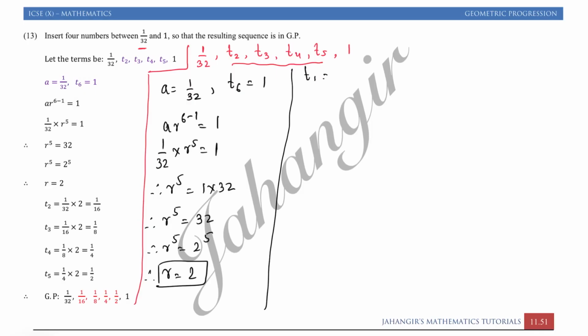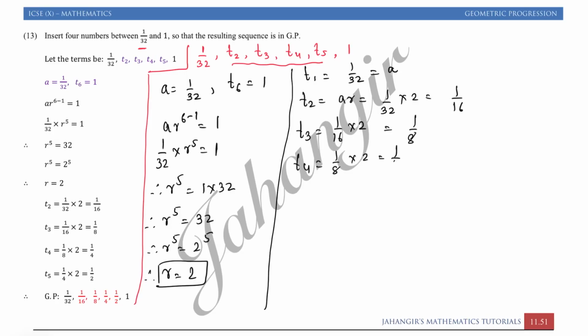the terms. As we know, T1 is 1 by 32, which is also written as A. T2 is A into R, that is, A is 1 by 32 and R is 2, so 1 by 16. T3 is again 1 by 16 into common ratio 2, that is 1 by 8. T4 is 1 by 8 into 2, that is 1 by 4. T5 is 1 by 4 into 2, that is equal to 1 by 2. And T6 is 1 by 2 into 2, that is equal to 1.